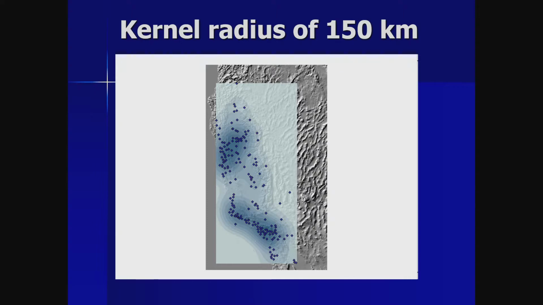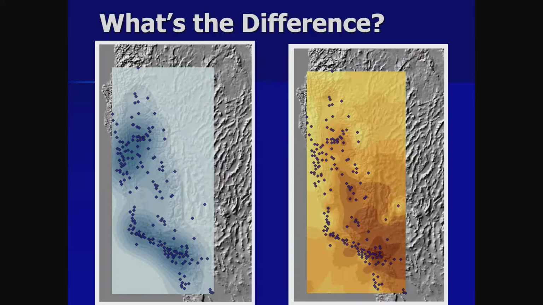So maybe here in this example, we're getting close to the search pattern being too large. There's a kernel radius of 150 kilometers compared to 16 kilometers.